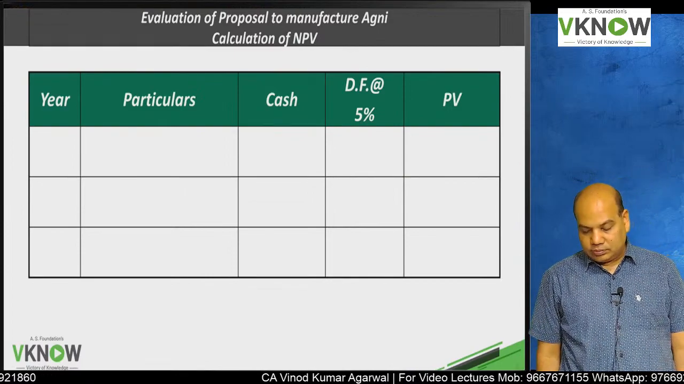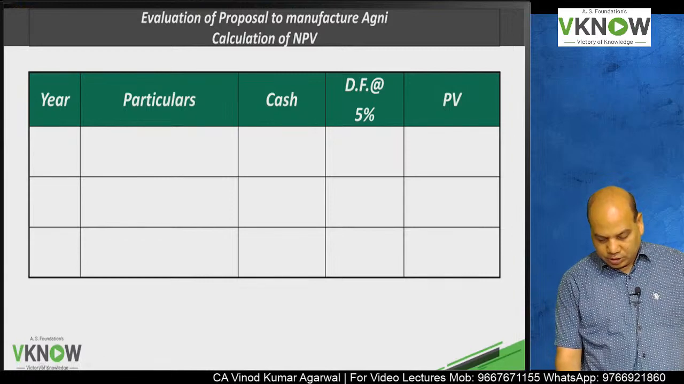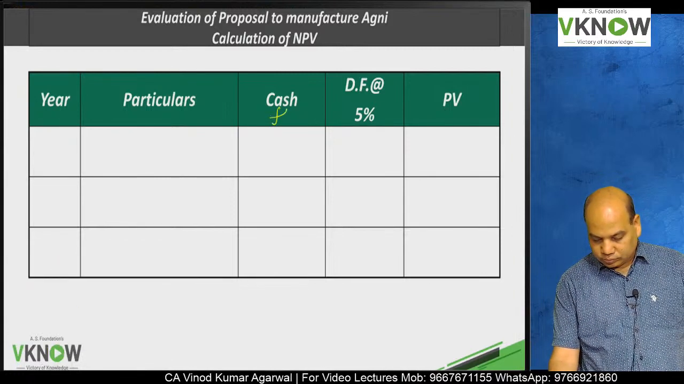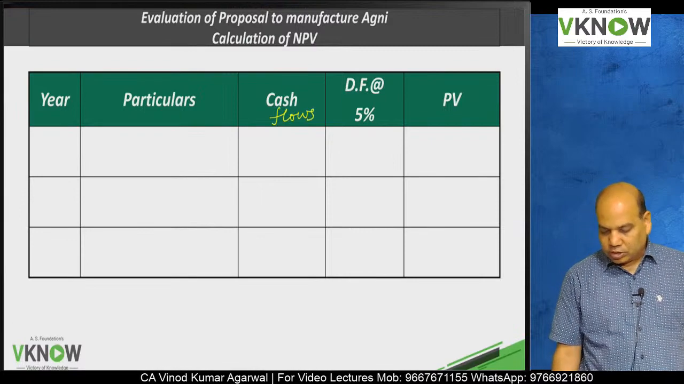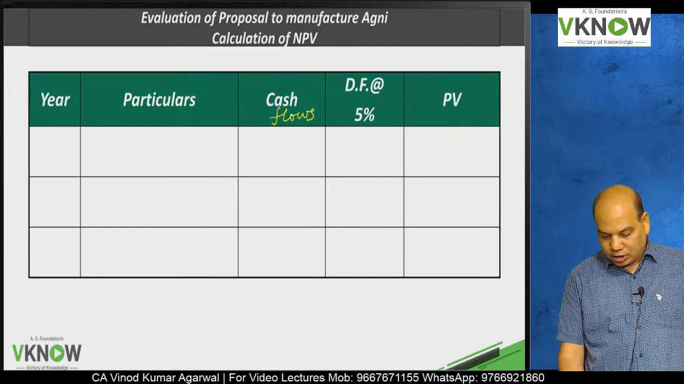Draw this table. Year, particulars, cash flow, discounting factor at 5% and present value.